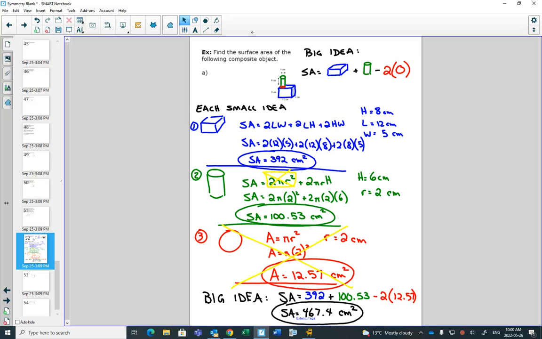For visualizing it, I like this better because it really helps you see. Okay, this is what I've done. Yeah, I got to take off these 2 circles.